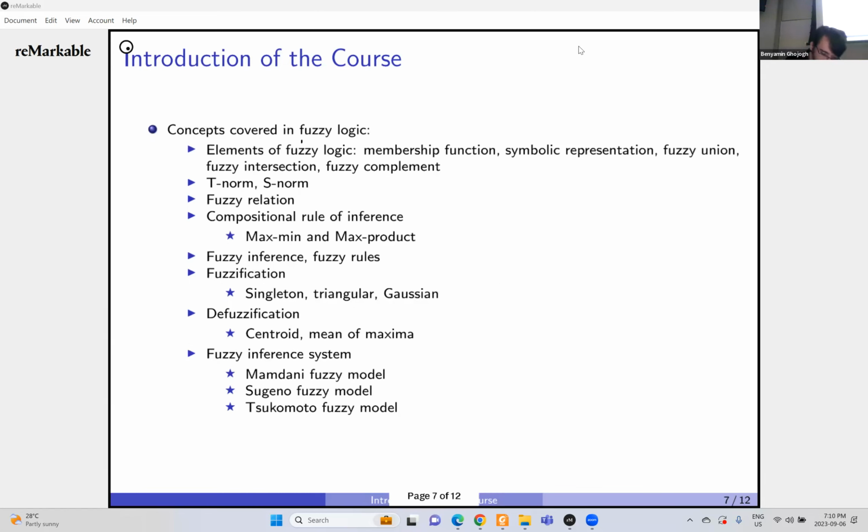Also, the concepts in fuzzy logic. So, we will cover elements of fuzzy logic such as membership function, symbolic representation, fuzzy union, fuzzy intersection, and fuzzy complement.